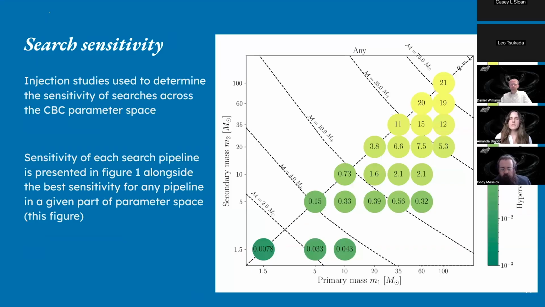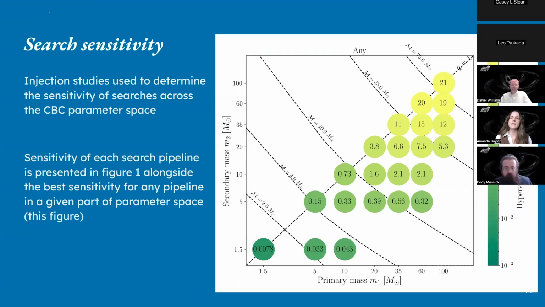So we can take a look at our search sensitivity now, and we use injection studies to determine the sensitivity of our searches across the CBC parameter space. CBC just stands for compact binary coalescence. So those are binary black hole mergers, neutron star black hole mergers, and binary neutron star mergers, and those are the types of injections that we use.